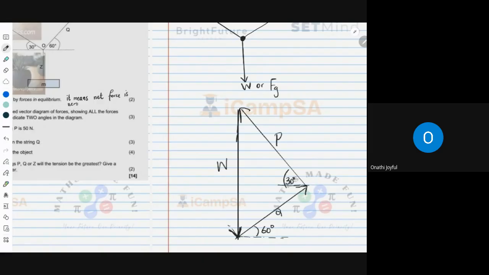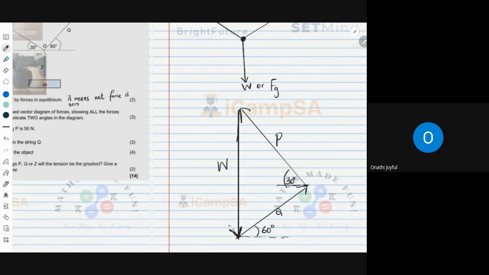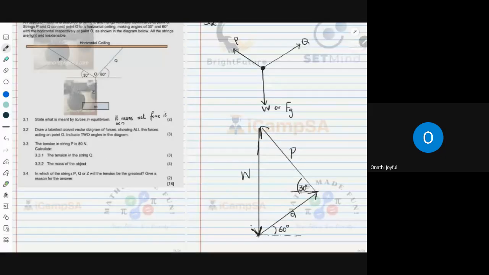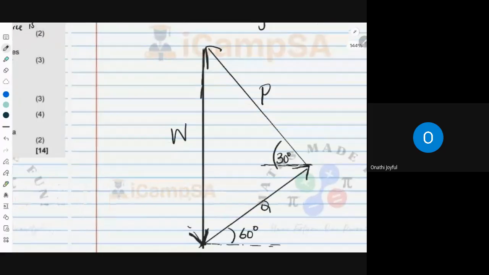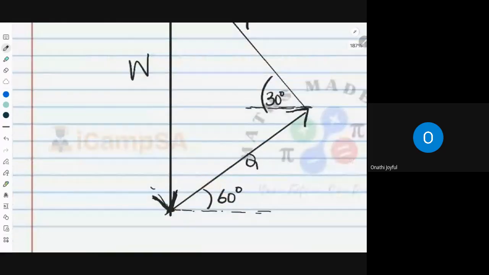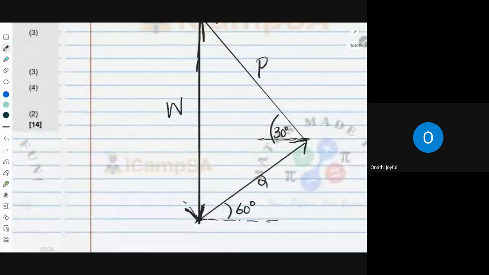So now, this is where you use your maths, right? With maths, typically what you normally use in situations like this is, okay, luckily for this one, we can get this angle easily. Check here. We know that this vector is W, which is our weight, and it's going straight down.